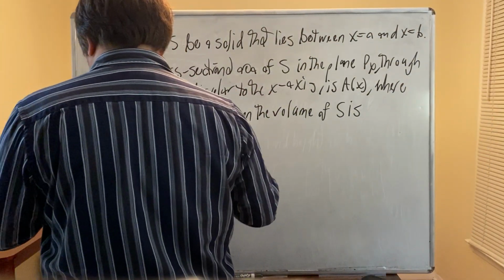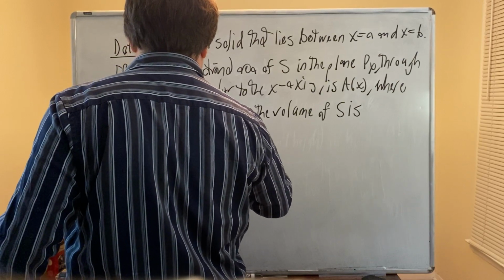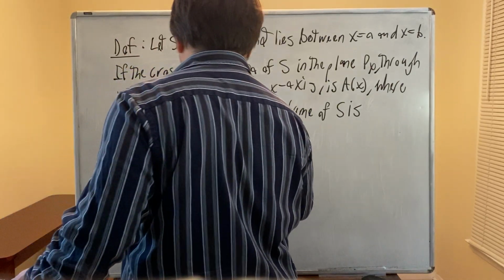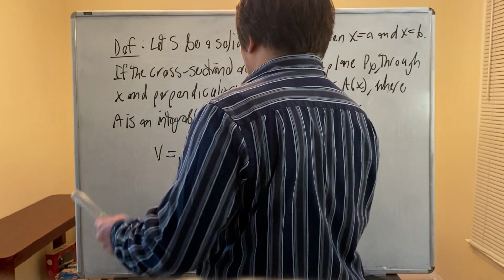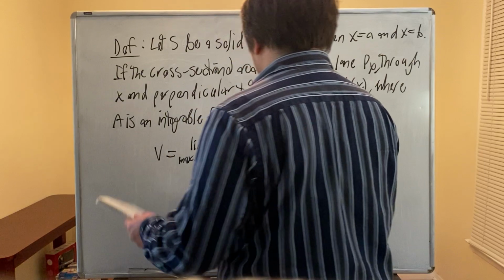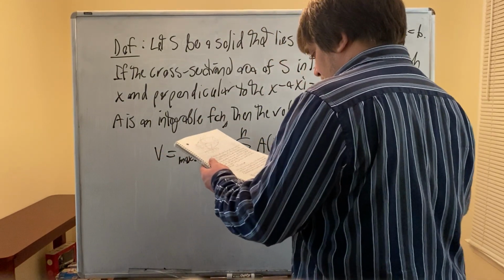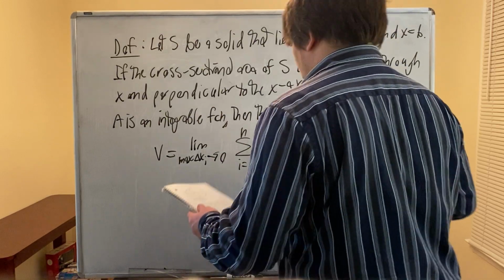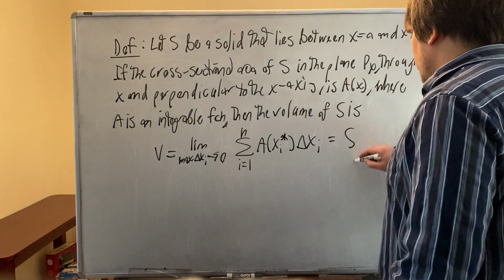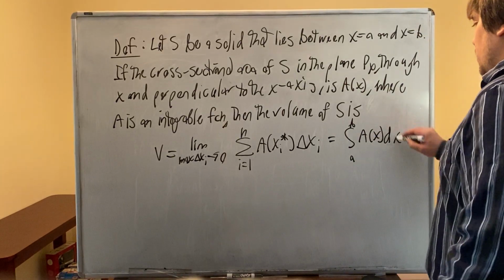capital V, which is equal to the limit as the max delta x sub i approaches 0 of the sum from i equals 1 to n of A of x sub i star delta x sub i, which equals the definite integral from a to b of A of x dx.